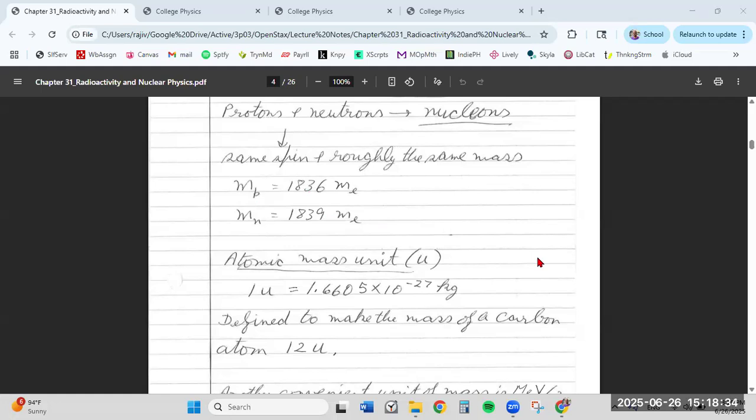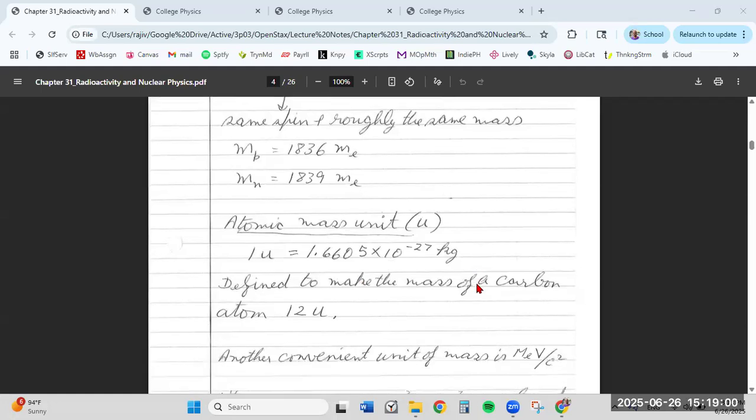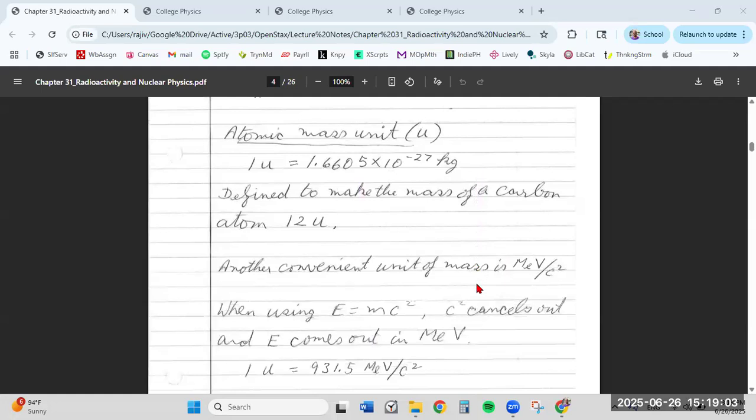A common unit for mass that is used in nuclear physics is called the atomic mass unit, represented by lowercase u. We define one atomic mass unit equals 1.6605 times 10 to the negative 27 kilograms. The atomic mass unit is defined to make the mass of a carbon atom exactly 12 u. So it's used like a reference. It's a standard.